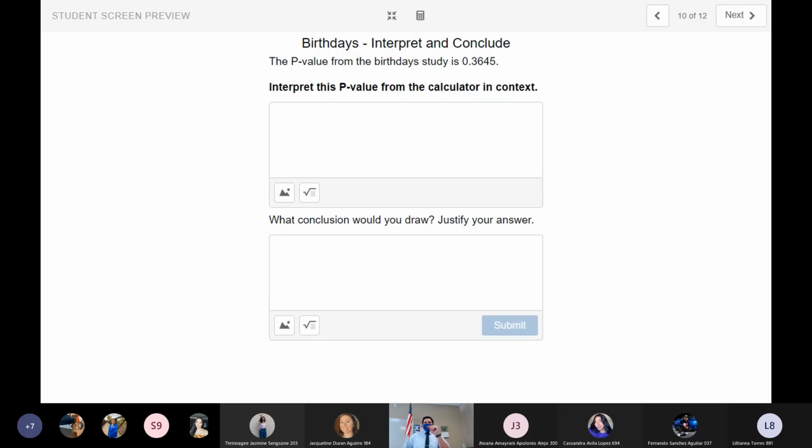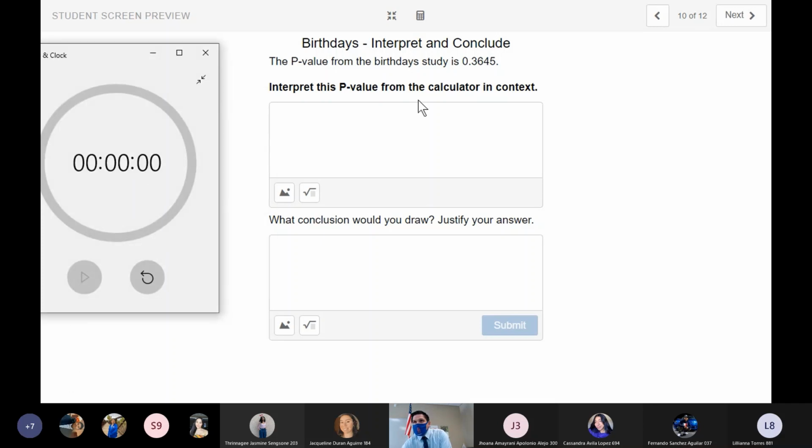In this question, interpret this p-value. It says, okay, based on the context of this problem, what does this p-value represent? What is this probability for? That's what the interpretation needs to be. The next part is the conclusion. Based on this p-value, do we reject the null hypothesis or fail to reject the null hypothesis? And then what do or don't we have evidence for? All right, so we'll take a couple minutes here to answer these questions, and then we will talk about it.